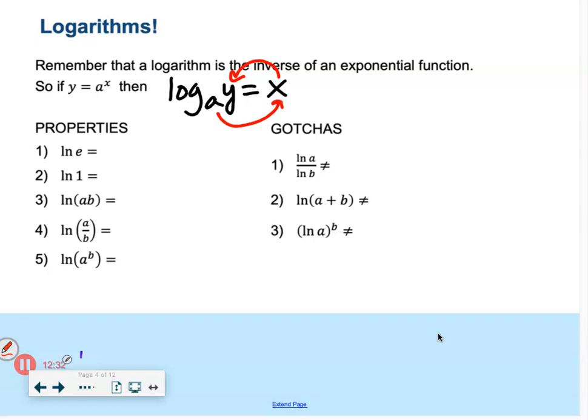So if I see this ln, there is no base. So what's the base? E. This is called a natural log, or log natural. Of course, we'll get it when we do Mathematician Monday. It was good to do Newton this week, but next week we'll do Napier.